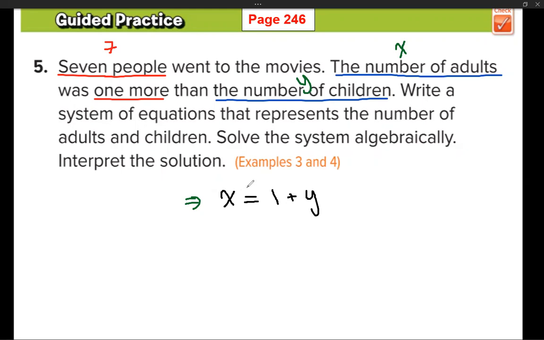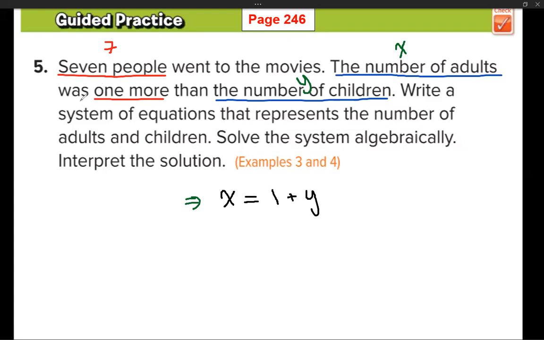The number of adults is one more, and from the first semester, we know that one more means plus 1. We can write it there or we can write y plus 1. It's okay, no problem where you put the terms, because it has the same priorities.